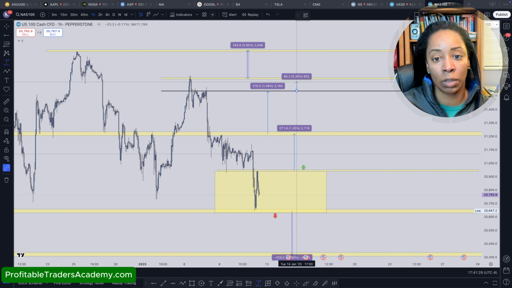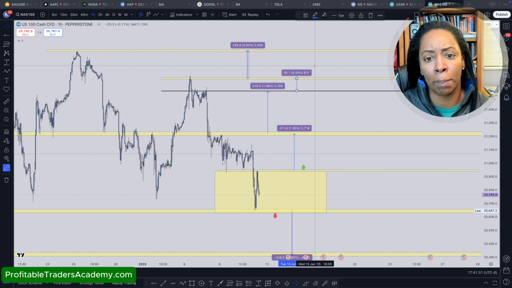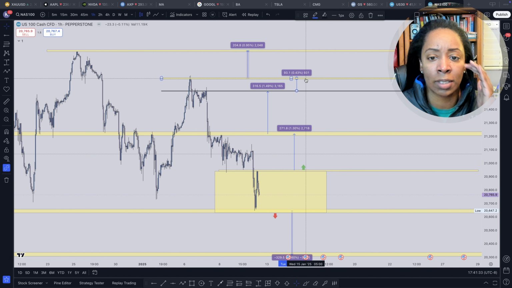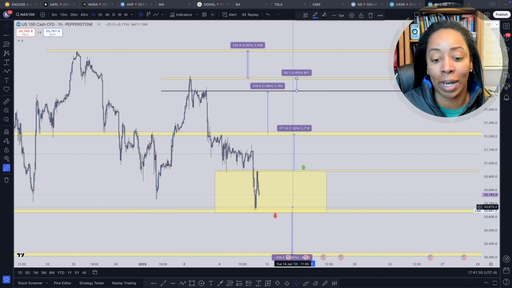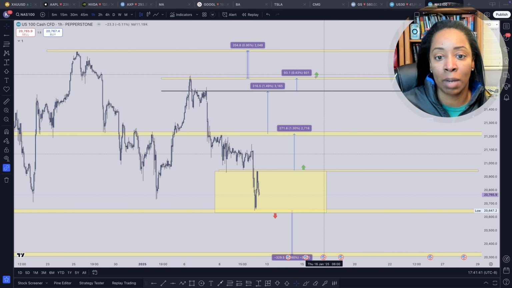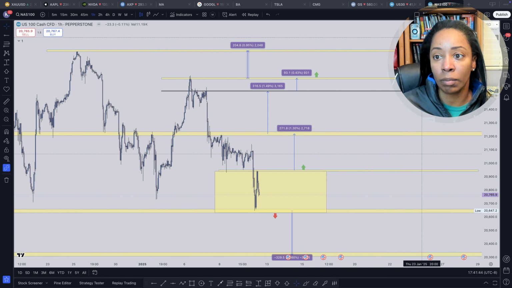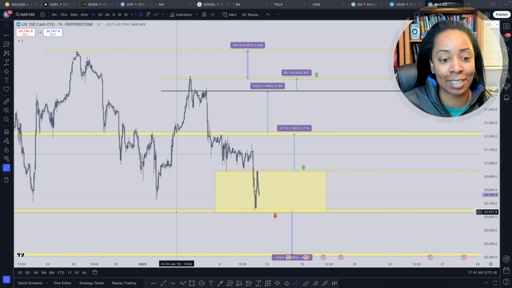Since this is a very small area, I would want to see price trade up above here before I continue with the buy. So let me just go ahead and put an up arrow right here just to remind myself. All right, great. Let me go ahead and save my work because this is a lot of work.